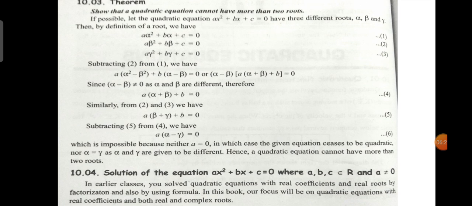It becomes a alpha square plus b alpha plus c is equal to 0, a beta square plus b beta plus c is equal to 0, a gamma square plus b gamma plus c equal to 0. And when we subtract 2 from 1, 2 is the beta equation and 1 is the alpha equation, it becomes a into alpha square minus beta square plus b into alpha minus beta. We have taken alpha minus beta as common, then it becomes a into alpha plus beta plus b, that is 0.